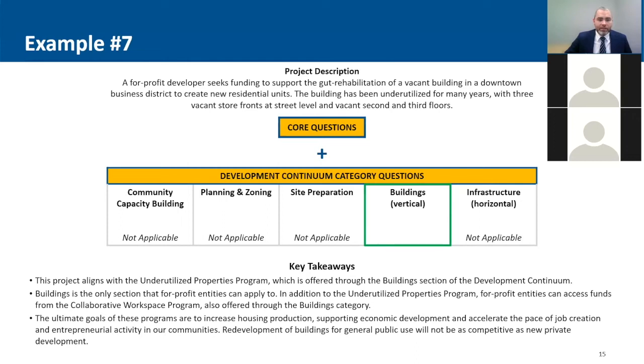The applicant here is a for-profit entity and therefore is only eligible to apply within the buildings category for consideration by the underutilized properties and collaborative workspace programs. Like the site prep category, applicants are asked to choose between building pre-development and buildings implementation options when selecting their primary focus. This is an important distinction because it will dictate the questions that an applicant sees and is able to answer within the section.